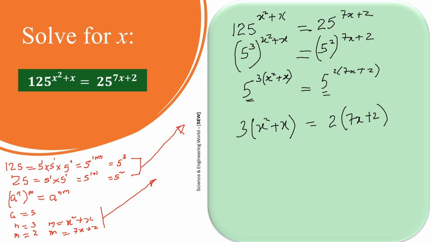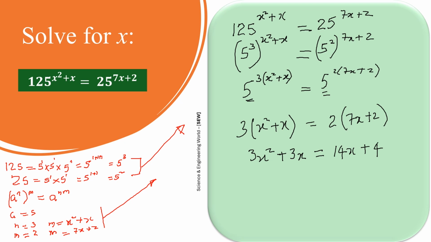Right. Then expanding the brackets, we have 3 multiplied by x squared, that's 3x squared, plus 3x, equal to 14x plus 4.